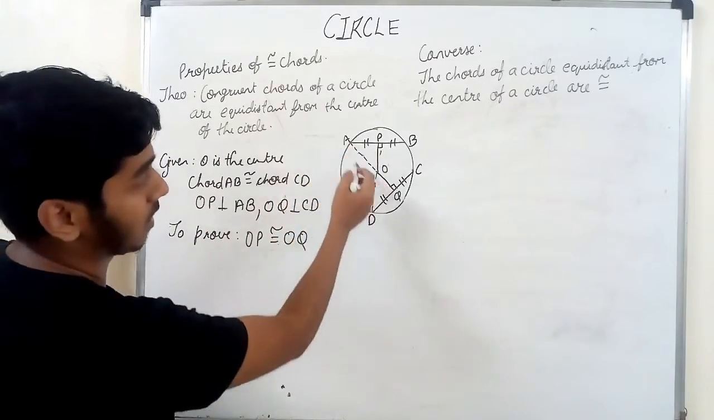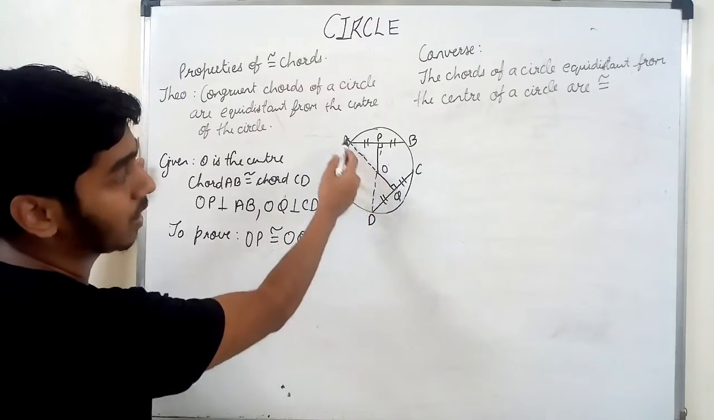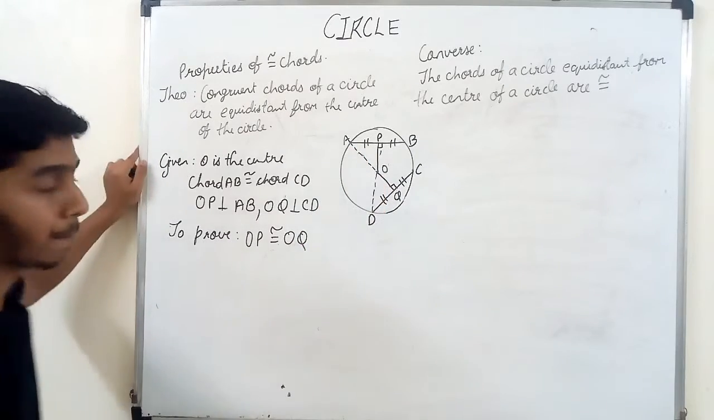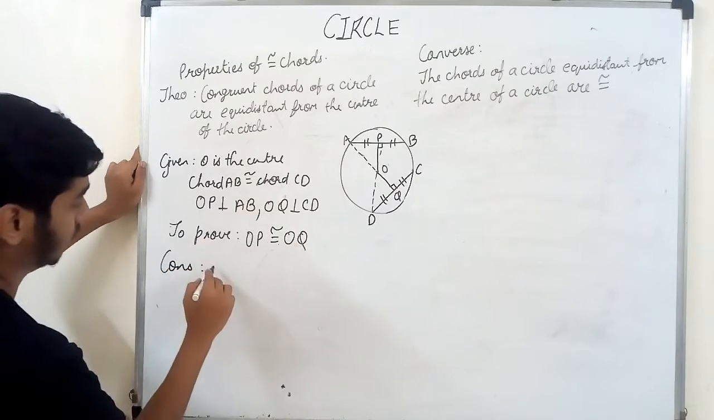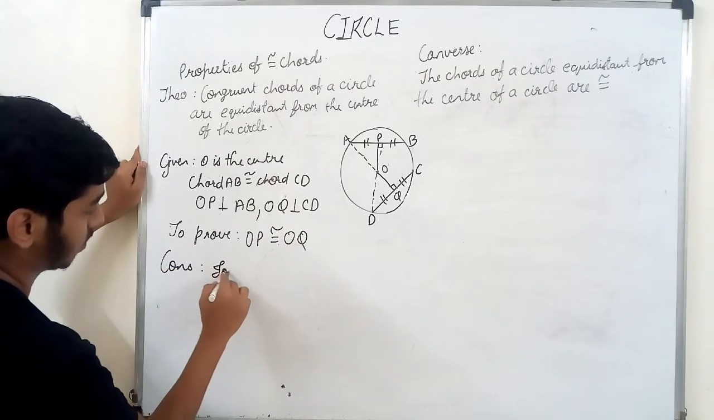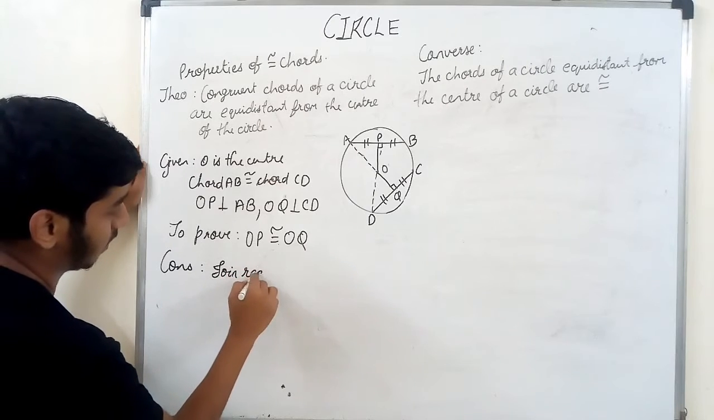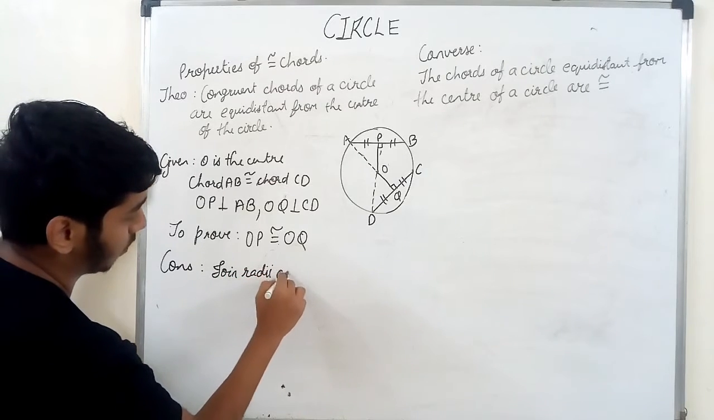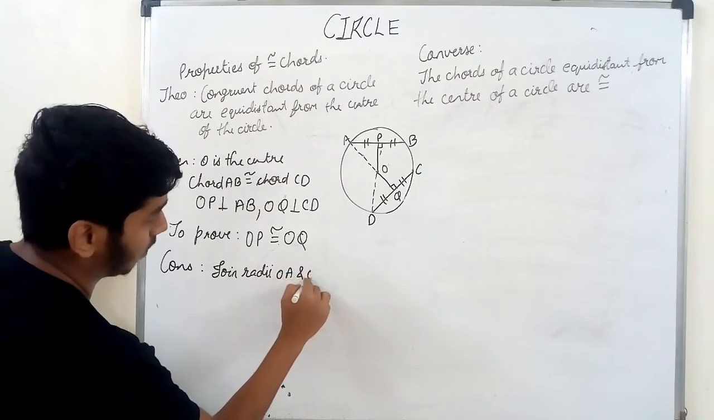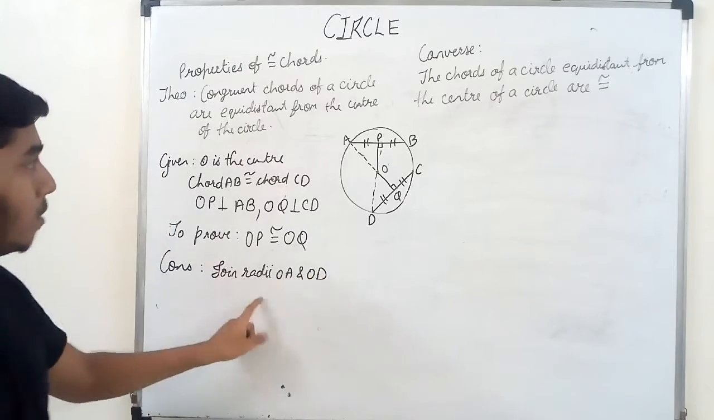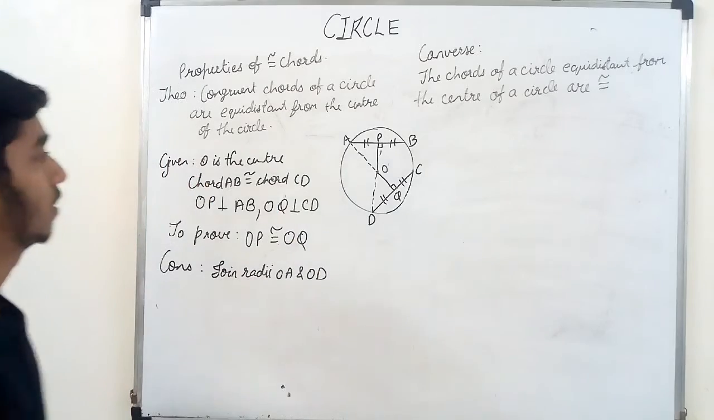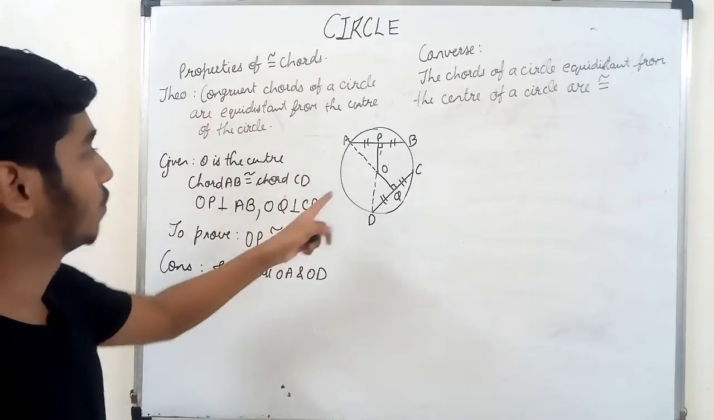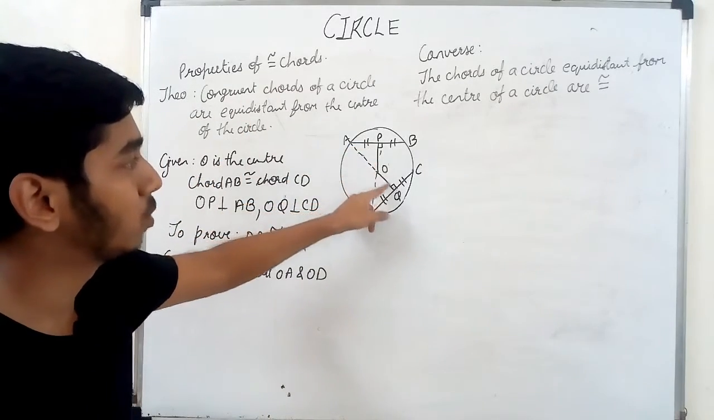So we have done a construction, joining AO and OD. We write that construction: join radii OA and OD. So we have joined OA and OD. Now what are we supposed to prove? OP should be congruent to OQ.